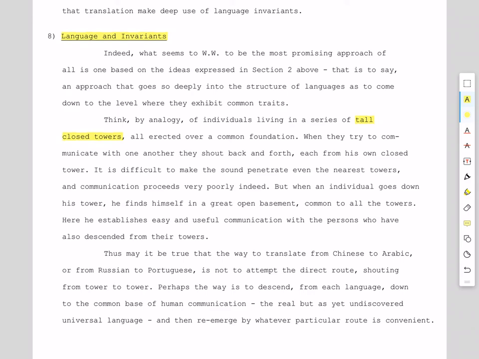But when an individual goes down his tower, he finds himself in a great open basement, common to all the towers. Here he establishes easy and useful communication with the persons who have also descended from their tower. So Weaver is proposing here that there is a common core to all human languages, and that perhaps models for translation could be made whereby the translation methodology begins at the source language and decomposes the source sentence into some language-independent representation. And then from that language-independent representation generates the target language representation.